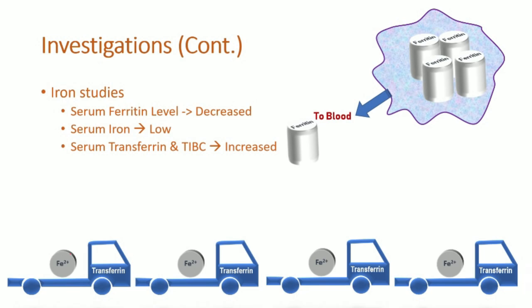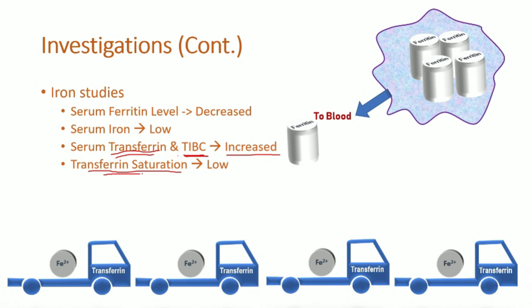So if there are more trucks, if transferrin is high, then it would be able to bind more iron. If transferrin is low, it would be able to bind less iron. So because more trucks are sent, serum transferrin would be high. Because serum transferrin is high, total iron binding capacity would be high. So both transferrin as well as total iron binding capacity would be increased. Then transferrin saturation would be low.